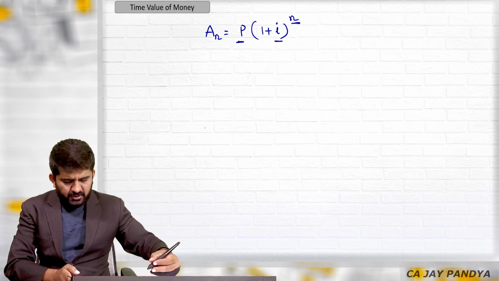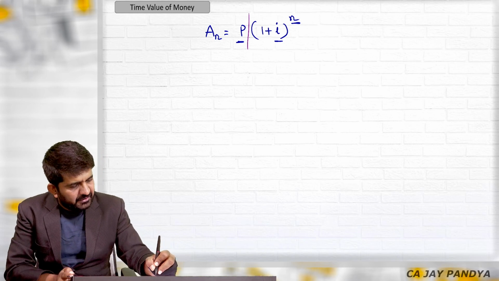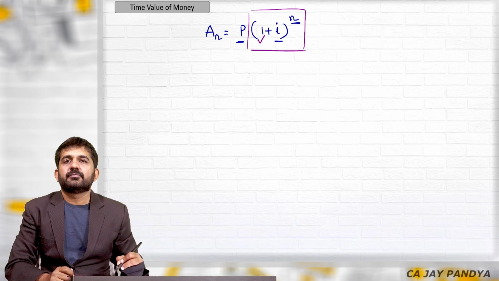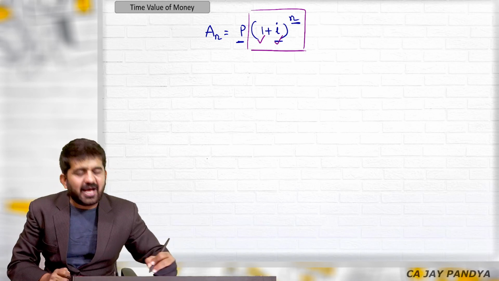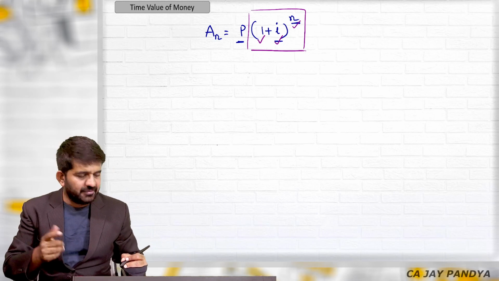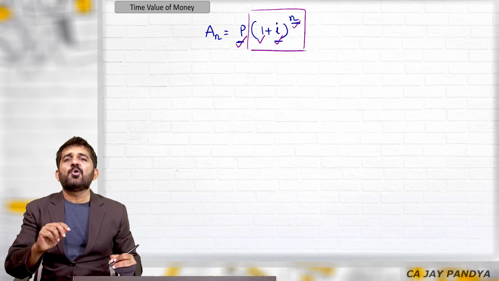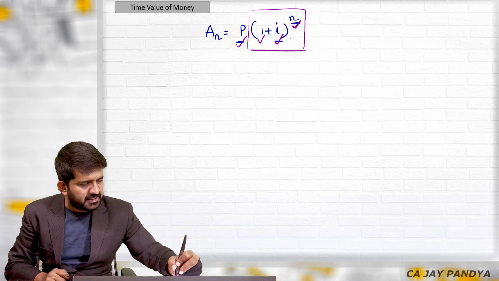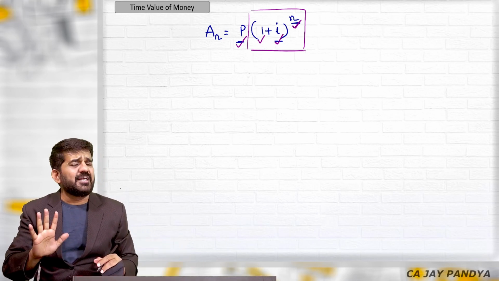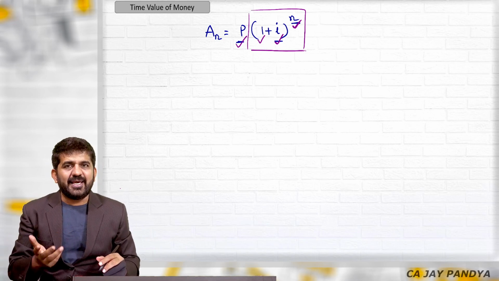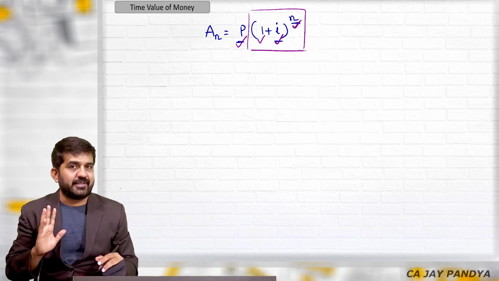Now try to just segregate it. This is nothing but the value of rupee 1 invested at I rate of interest after n years. This is the value of P invested at I rate of interest after n years, and we can easily find out the future value from this particular formula. Once again, A is equal to P into 1 plus I raised to n.